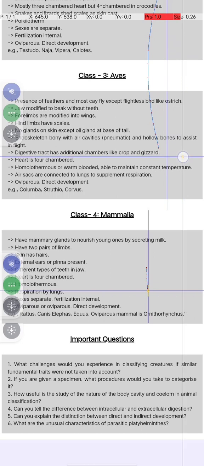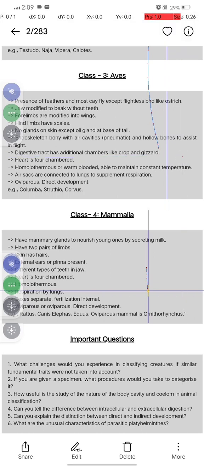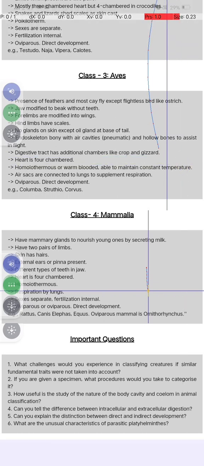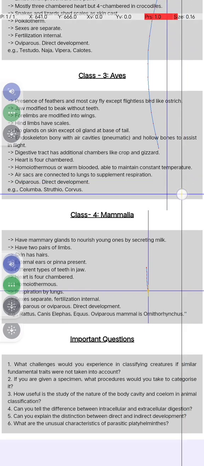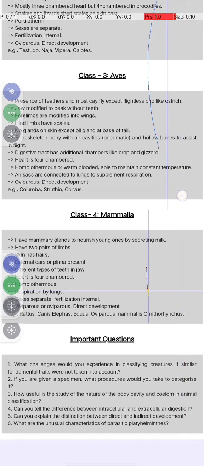Digestive tract has additional chambers like crop, gizzard, and heart is four chambered. Homeothermous or warm blooded, able to maintain the constant temperature, and air sacs are connected to the lungs and supplement respiration. Oviparous, direct development. Examples Columba and Struthio camelus.